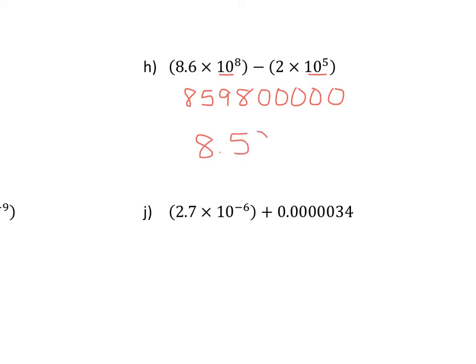The decimal point has to go between the 8 and the 5. I can drop the rest of those zeros. And the decimal point moved from the end 1, 2, 3, 4, 5, 6, 7, 8 spaces. And that number is a larger number, so it has a positive exponent.